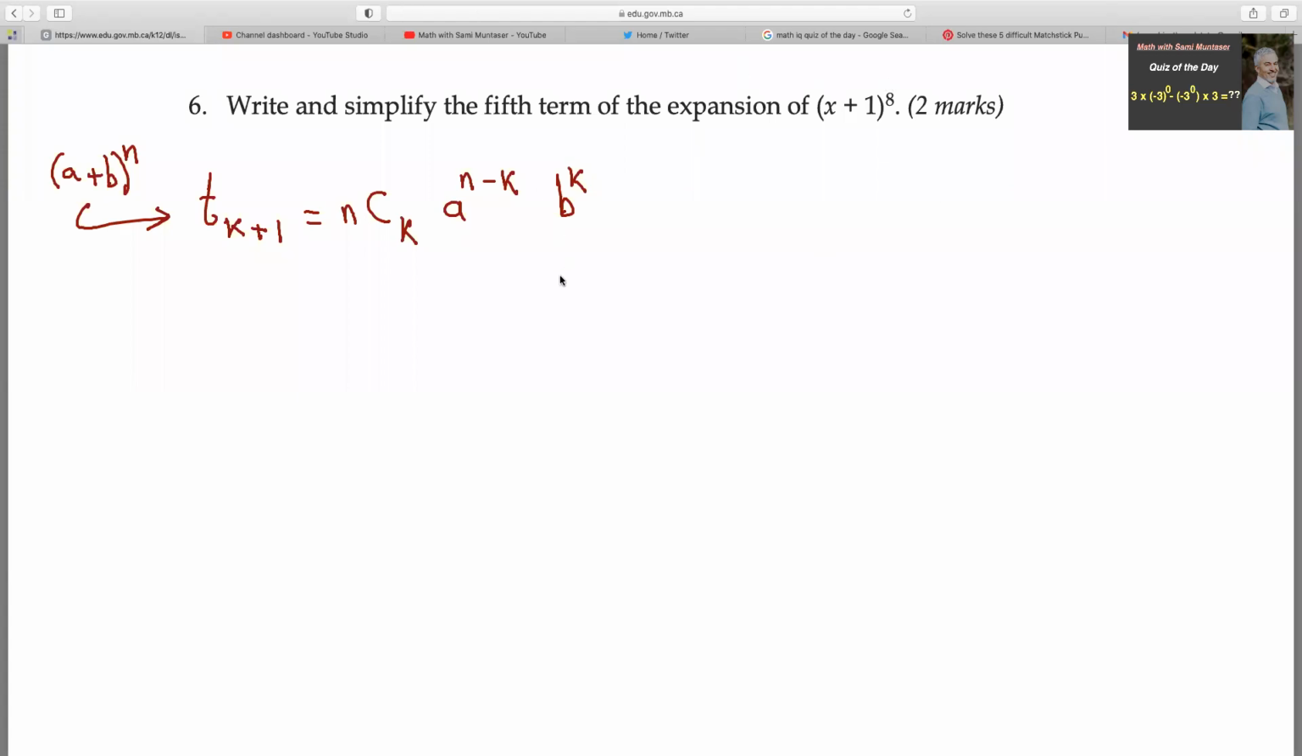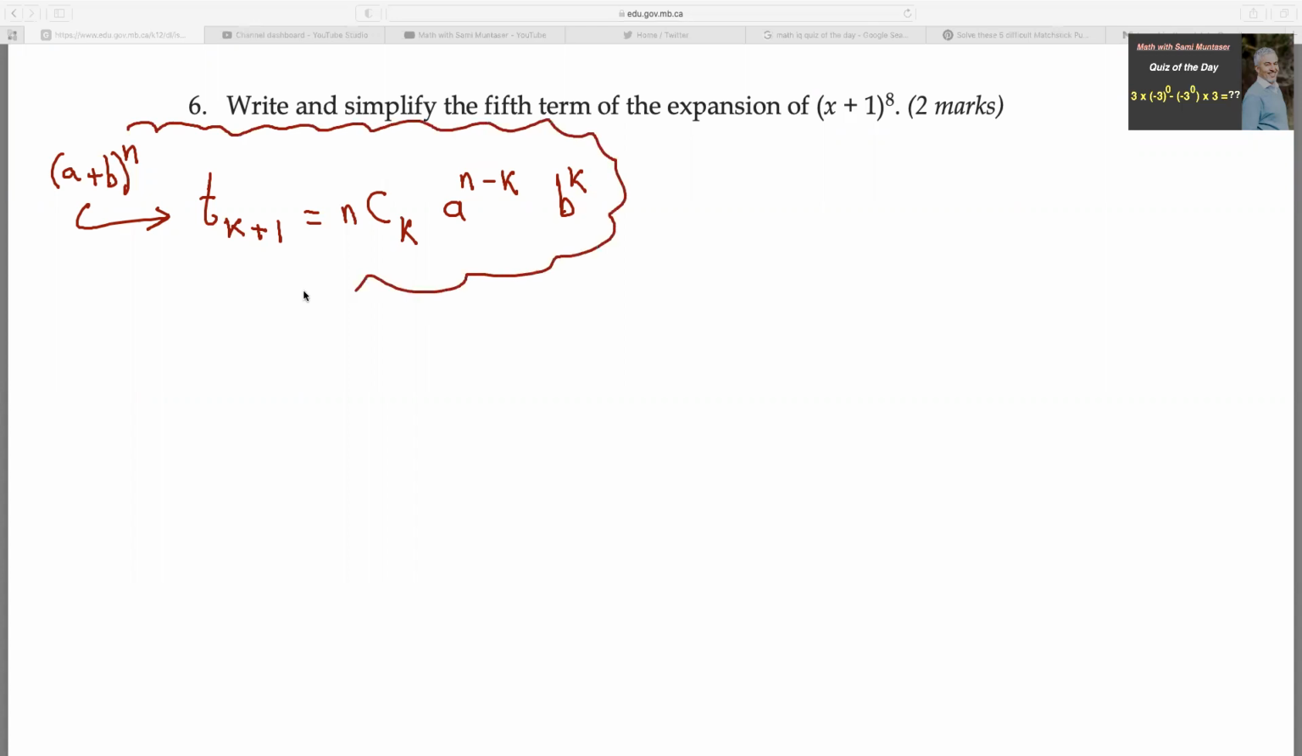So they want you to find the fourth term in this expansion. The general formula that you have to remember is this. If you have a plus b to the power of n and you need to expand this or find terms from this expansion, it's T sub k plus 1 equals nCk a to the n minus k b to the k. Most important is to define your terms right here. So a in my case is x and b is 1.